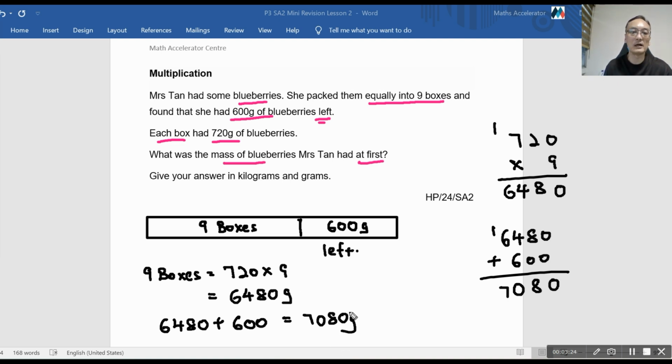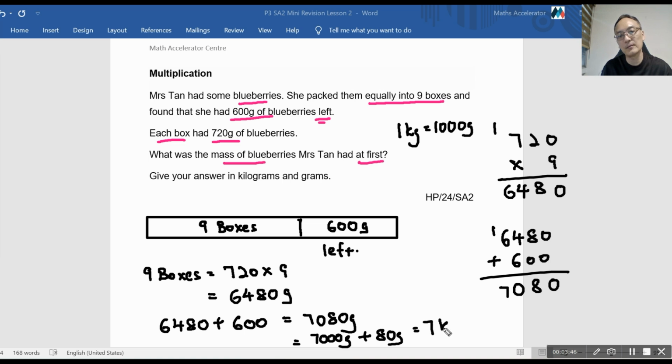Okay, first we have to break this down into 7,000 grams and 80 grams. And we know that 1 kg is equal to 1,000 grams. Therefore, 7,000 grams will be 7 kilograms. So the final answer will be 7 kg and 80 grams. So that's how we organize the information and get the answer.